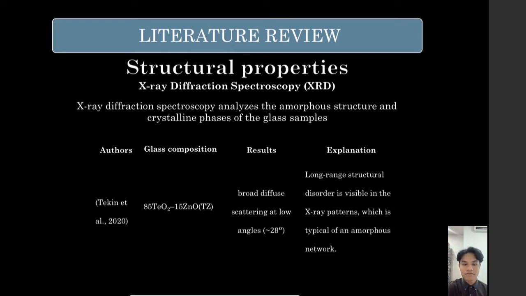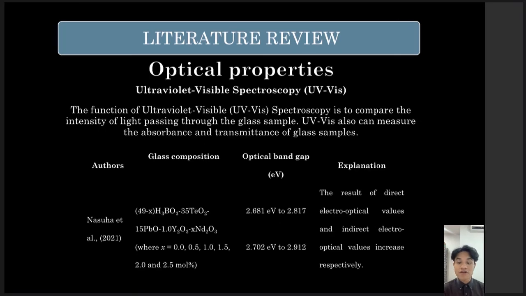network. So for the literature review on the optical properties, we are using ultraviolet-visible spectroscopy. The function of UV is to compare the intensity of light passing through the glass sample. UV-Vis can also measure the absorbance and transmittance of the glass sample.